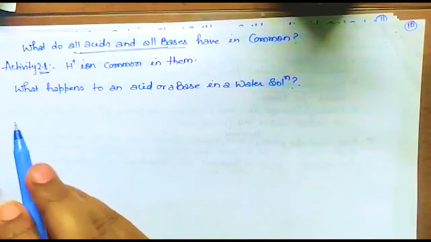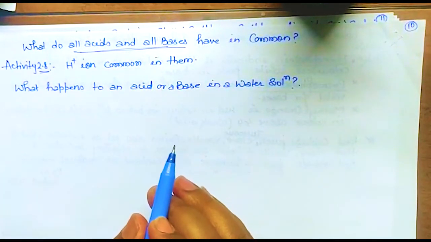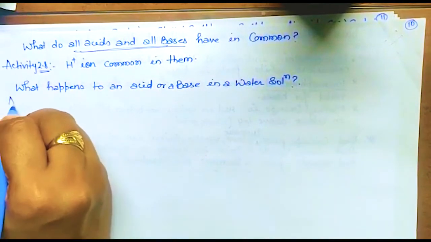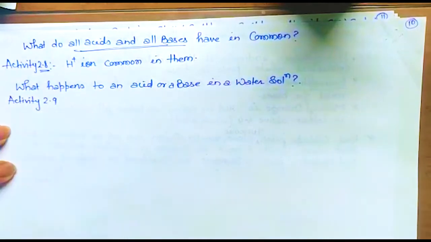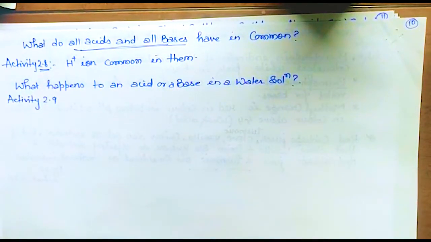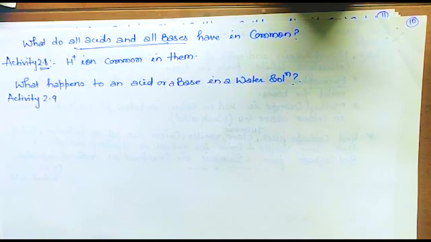So class, we have seen what happens to an acid or a base in a water solution by an activity, that was activity 2.9. So what you are supposed to do is watch the video, watch the activity properly and write the summary of that. What is the finding of that activity, that you have to write in your notebook. Got it?